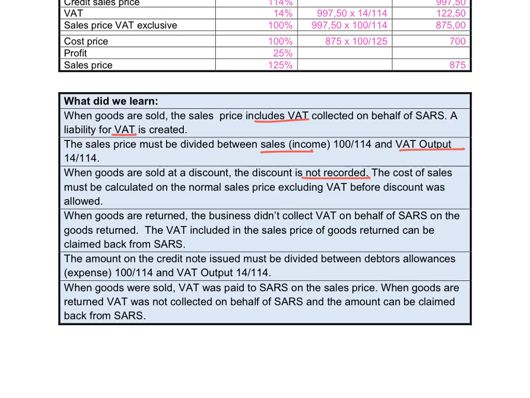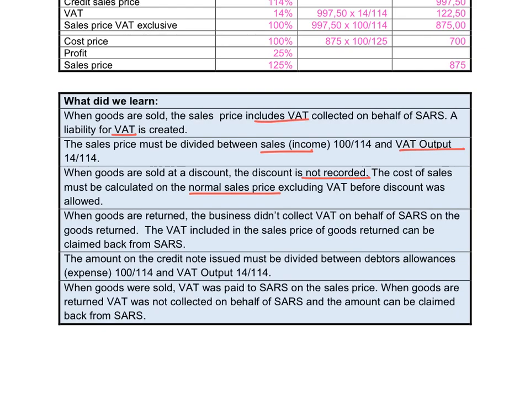The cost of sales must be calculated on the normal sales price, excluding the VAT, but before you deduct the discount. So you will take your sales price, take the VAT out of the sales price to determine what is the normal sales price, excluding VAT, and you will calculate the cost of sales on that figure.